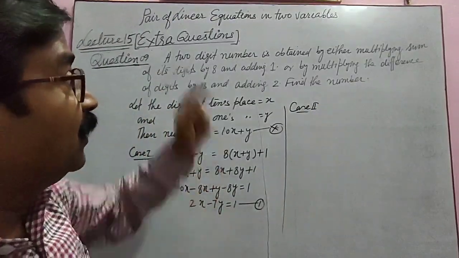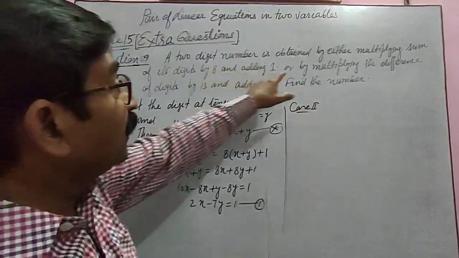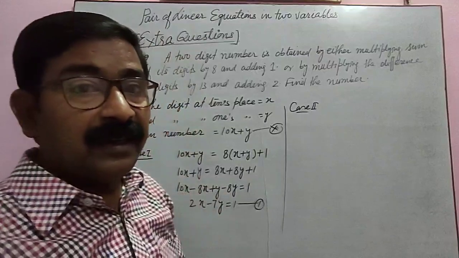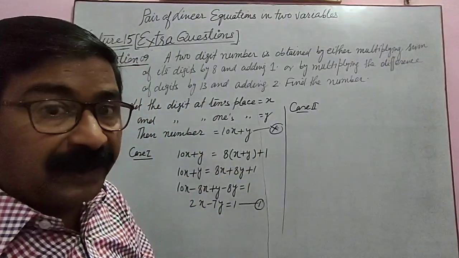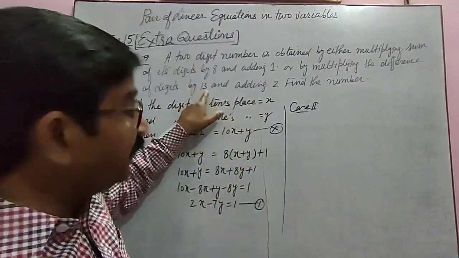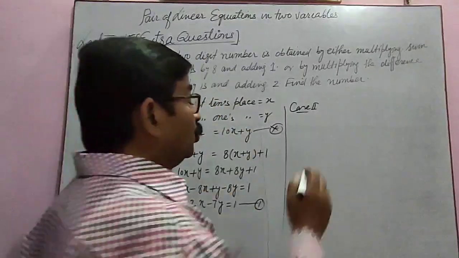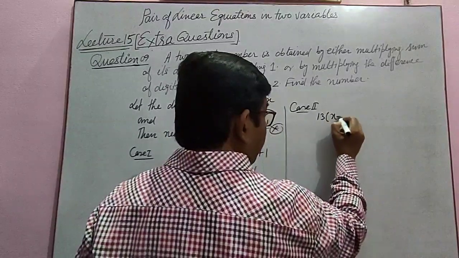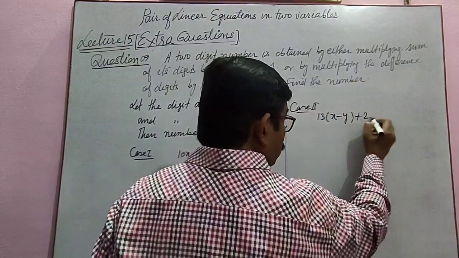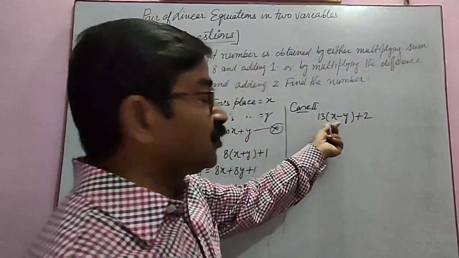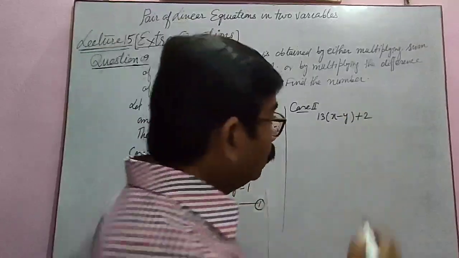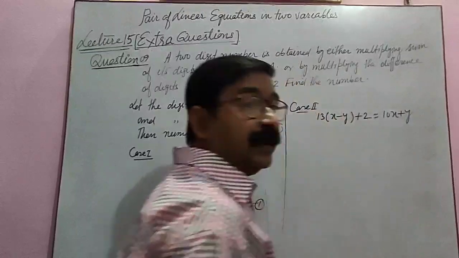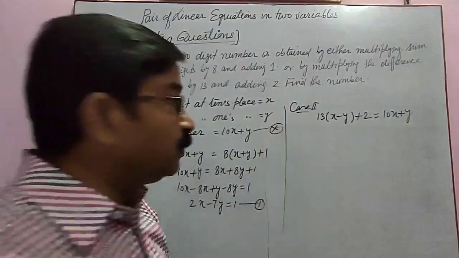Or second case, the same number can be obtained by multiplying the difference of digits, x minus y, by 13 and adding 2, means we can have 13 times (x minus y) plus 2. If we multiply the difference of digits by 13 and add 2, we get the same number 10x plus y. Got it? Now we have to simplify this.